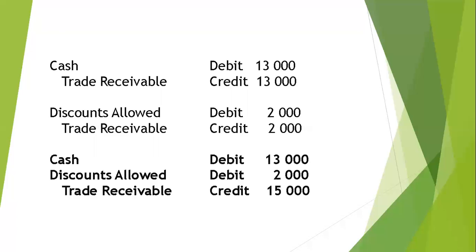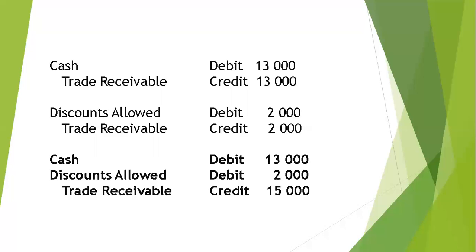According to the chart, when we are receiving, cash is going to increase. So we are going to debit cash by $13,000 and credit trade receivable by $13,000 because cash and trade receivable are assets. So when they increase, we are going to debit the entry. When they decrease, we are going to credit the entry.